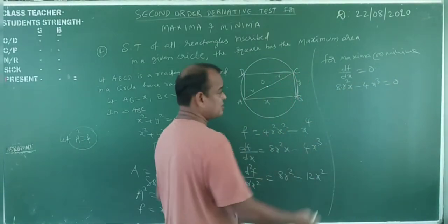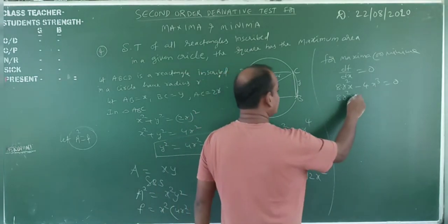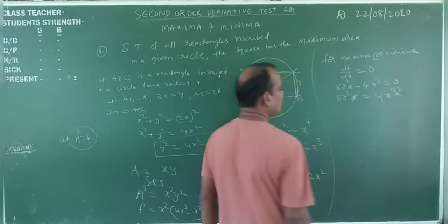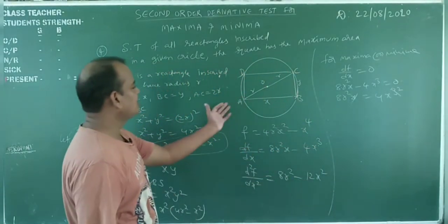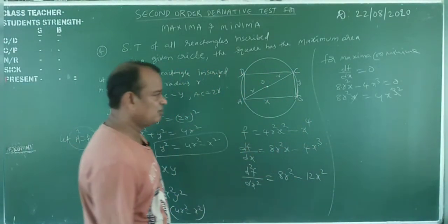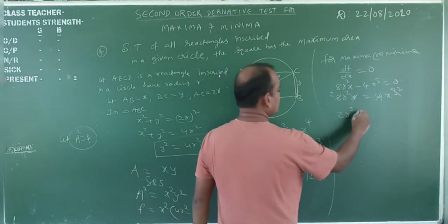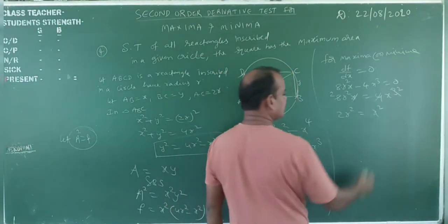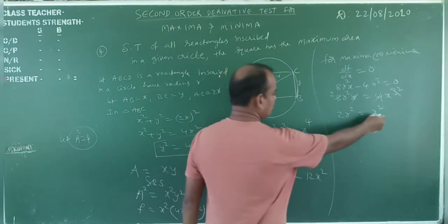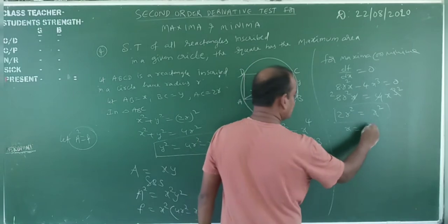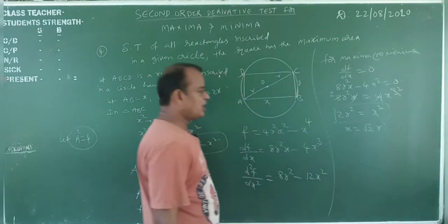x not equal to 0, okay? 8r square x is equal to 4x cube. First of all, we will take x common. x equal to 0 means length is nothing. Now 8r square, 4 ones are 4, 4 twos are 8, so 2r square is equal to x square. From here, x is equal to root 2 r, and x square equals 2r square.